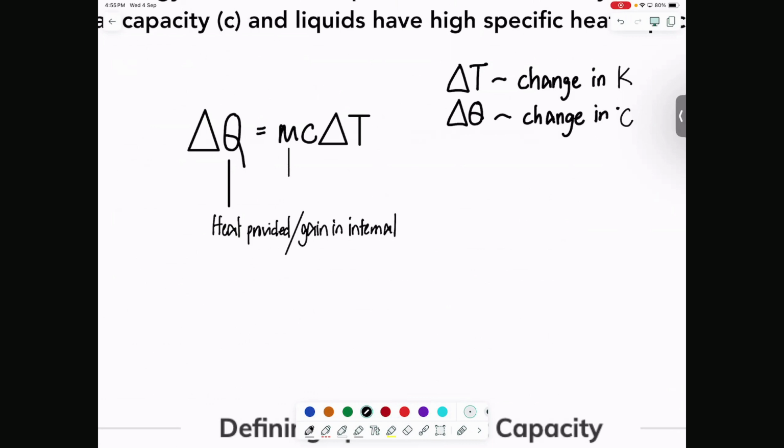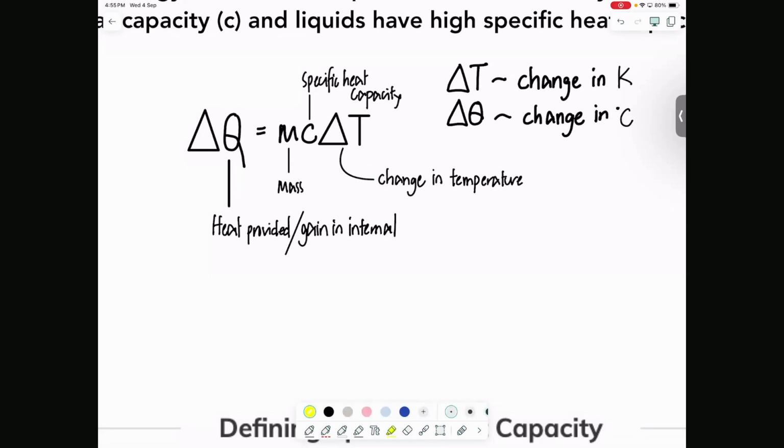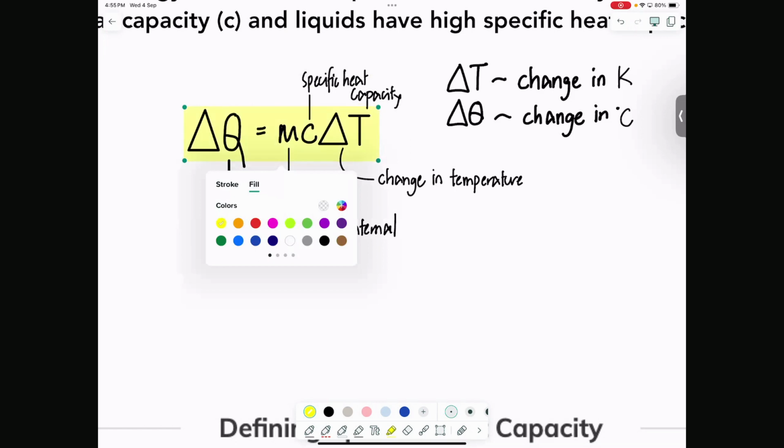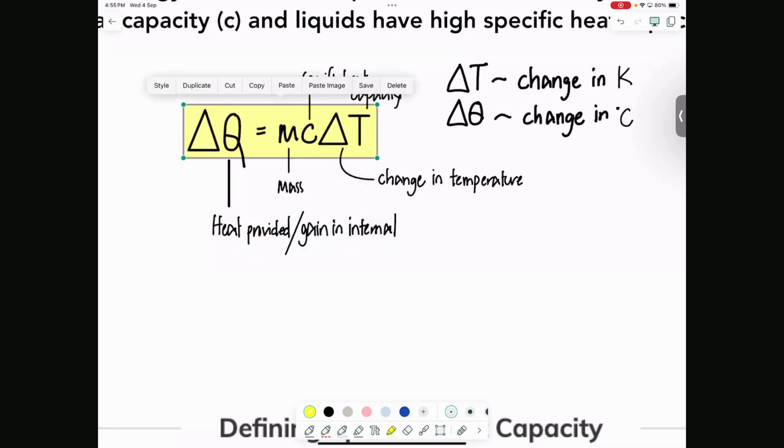M is going to be your mass of what you're heating. C is specific heat capacity. And this one, important, is change in temperature. So yeah, del Q equals to MC del T. That's the formula. You remember, right? This was there in your O levels, right?